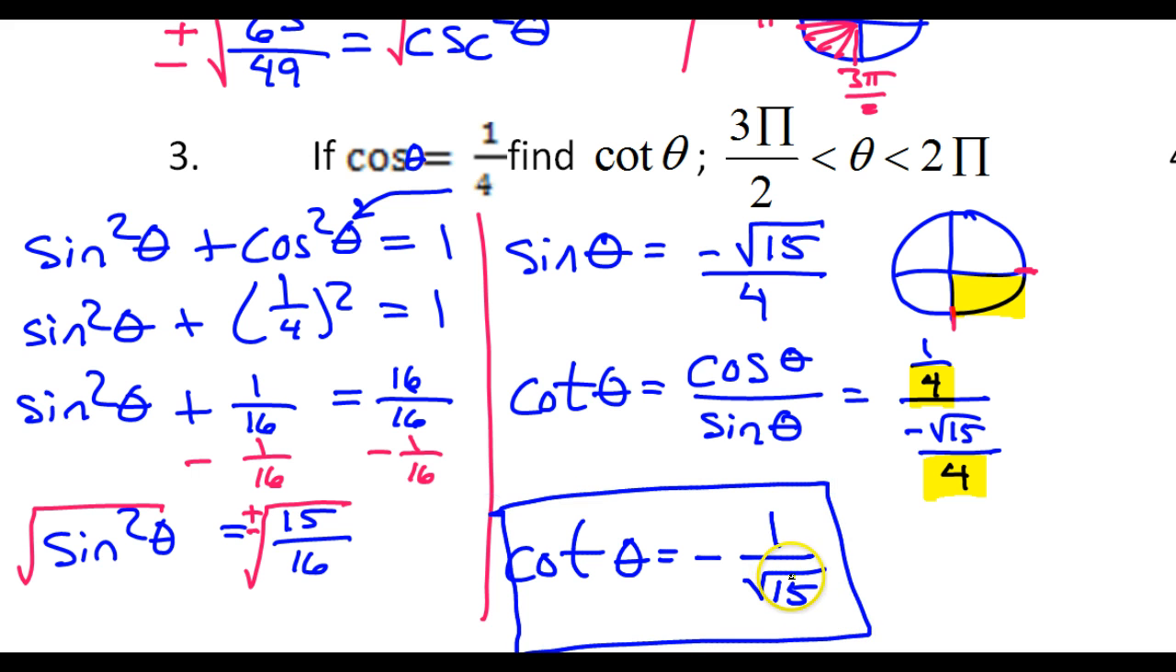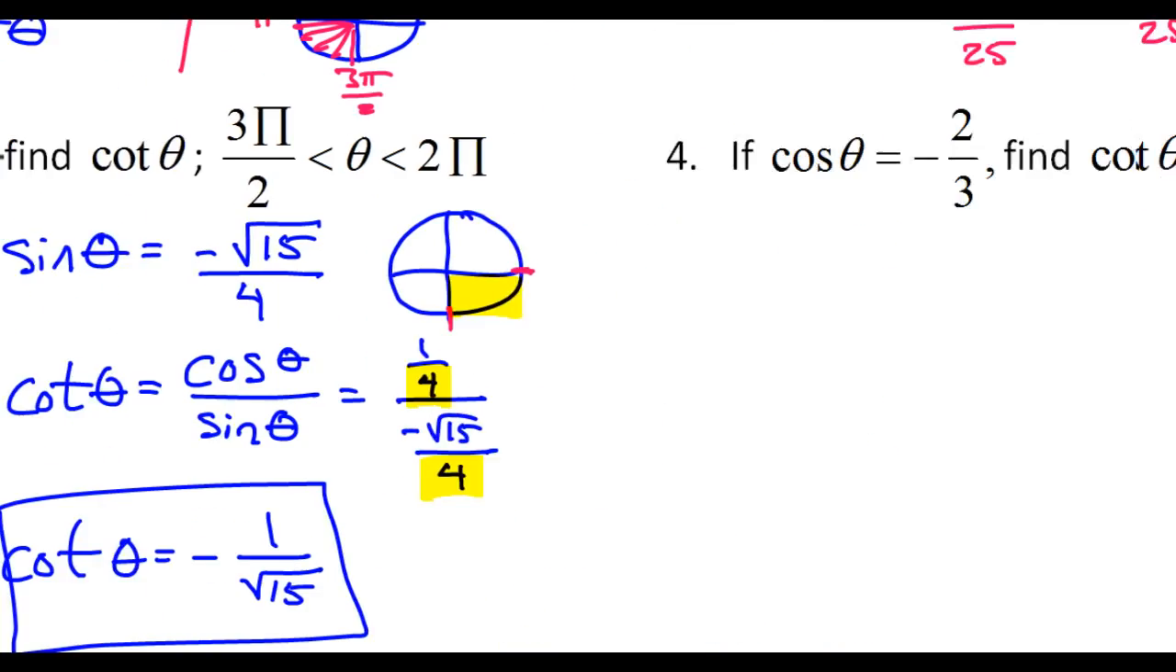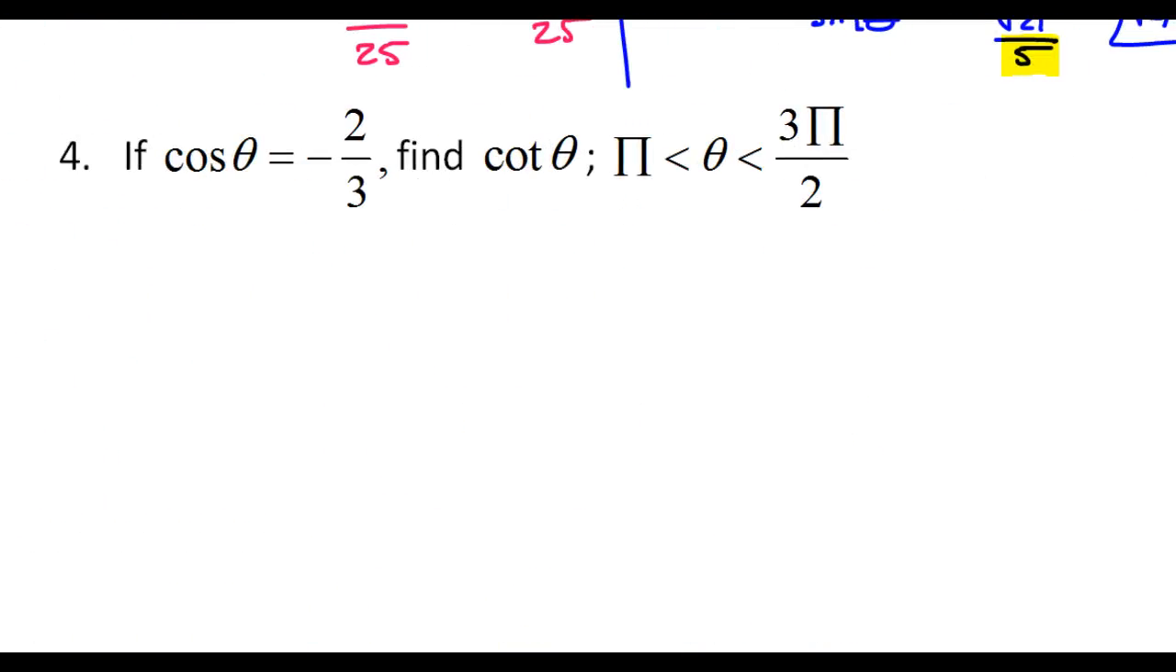Alright, and you could just leave it like that. This is the same thing as negative radical 15 over 15 if you rationalize the denominator. But that's not necessary. Okay, one more example and we'll call it a video. Alright, it's almost the same thing all over again. So they're giving us cosine, they're asking us for cotangent. Okay, so I guess we'll just do the same thing again.